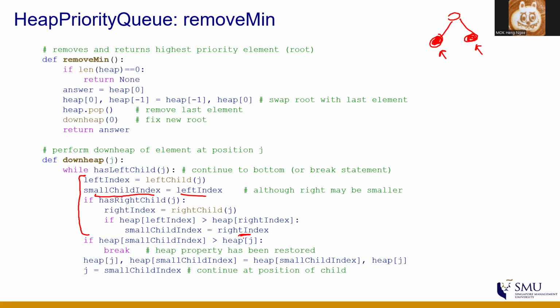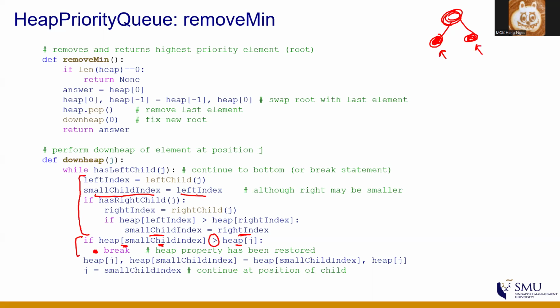So if the element at the right index is actually smaller, I will change the small child index to the right index. Okay, so once I've determined which is the small child index, the left or the right child, I will compare the parent with the smaller one. If the small child is bigger than the parent, that's good. That means the parent is at the correct position. I will break, and that's the end of your down heaping operation.